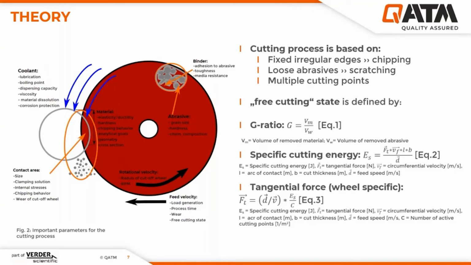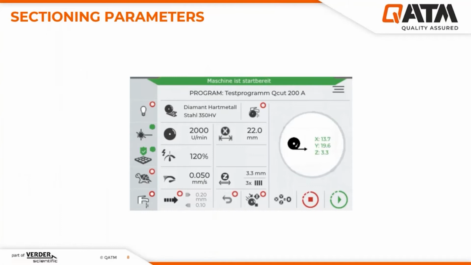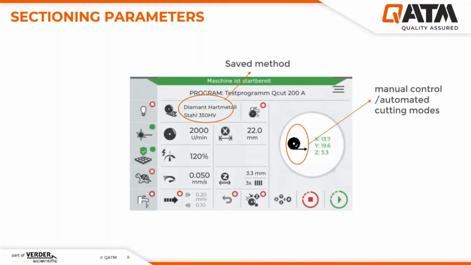But enough about pointless theory. Let's have a look at the parameters you can adjust during the cutting process. Of course, a modern cutoff machine offers the possibility to save methods, and you can switch between manual control and different automatic cutting modes we will discuss later on because they are quite application relevant.